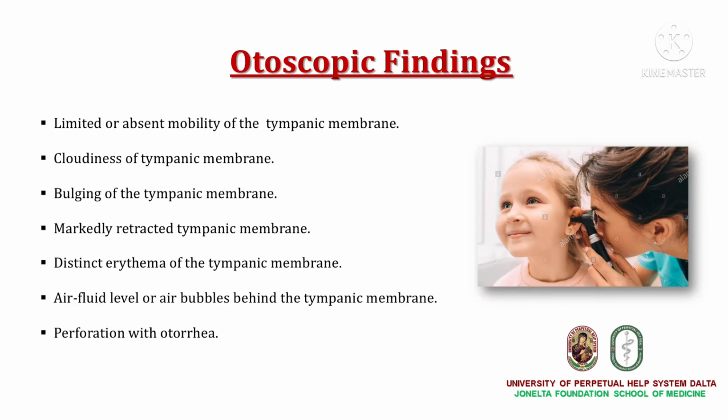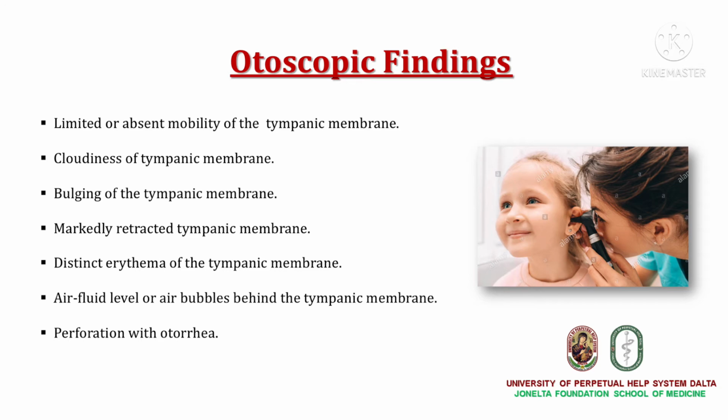Now we will talk about the otoscopic findings in acute otitis media, since otoscopic findings are very important when we diagnose a patient with acute otitis media. The patient might have limited or absent mobility of the tympanic membrane. Why? Because in the early stage there is a retracted tympanic membrane, and then in later stages there will be either perforation or a bulged tympanic membrane. Because of that there will be limited or absent mobility of the tympanic membrane. It's important to note that when we do the otoscopic examination of the tympanic membrane, this is the most important parameter.